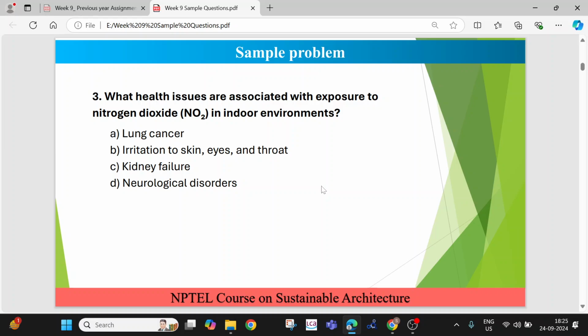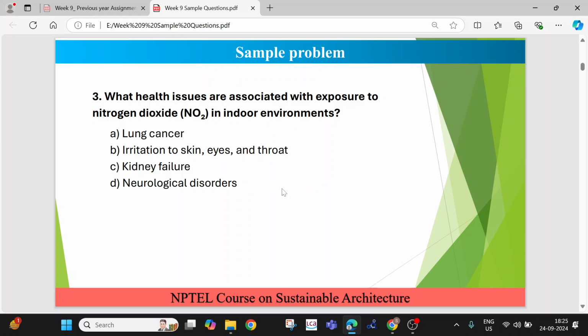If anybody is confident with the answer, then he or she can speak. Out of the four options, which do you think is the most suitable one? B. You are absolutely right. Option B is the right answer for this one.